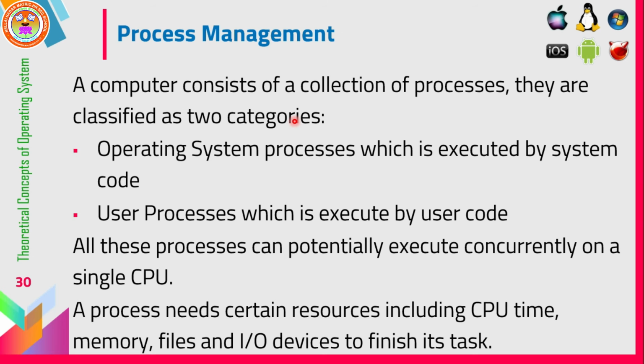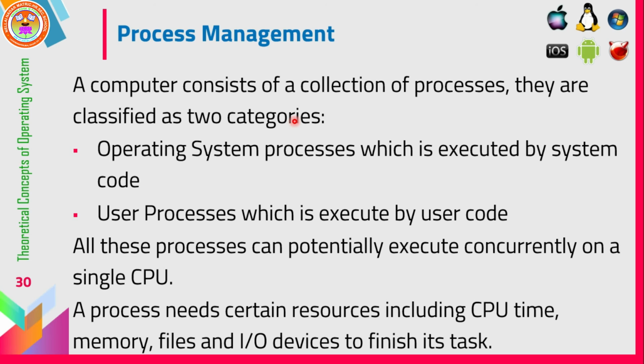All these processes can potentially execute concurrently on a single CPU. So what is the meaning of that? Potentially means they are effectively executed simultaneously using the single CPU. So the CPU will do multiple actions, and each and every action should be performed in a very effective manner.